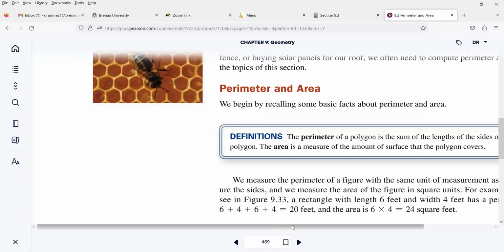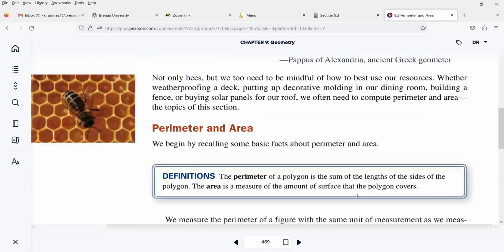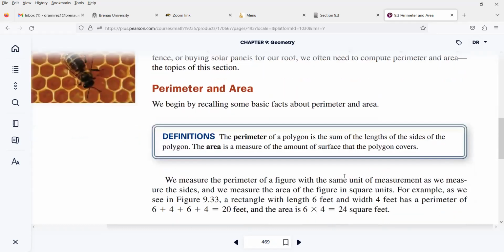The perimeter of a polygon is the sum of the lengths of the sides of a polygon, and the area is a measure of the amount of surface that the polygon covers. So we measure the perimeter of a figure with the same unit of measurement as we measure the sides, and we measure the area of the figure in square units.